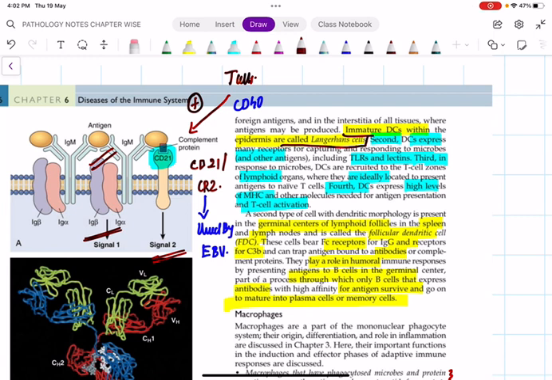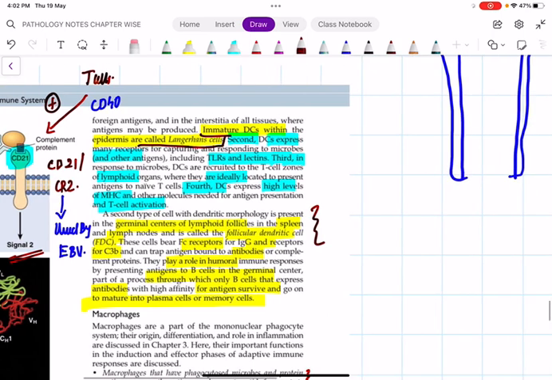It expresses many receptors, and they present antigens to the T cells. They have a very high level of MHC, so they will immediately activate the T cells. So these are the normal type of dendritic cell. We have a specialized type of dendritic cell called follicular dendritic cells, short form FDC.